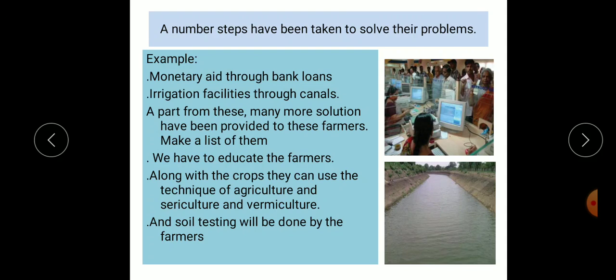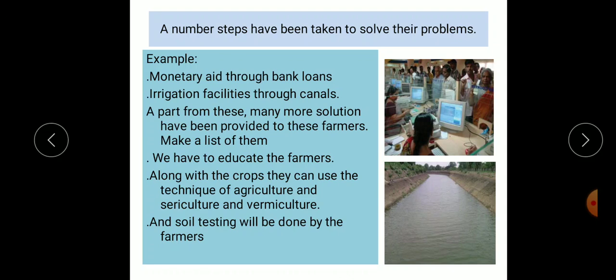What are the solutions? First one, we have to educate the farmers. Along with crops, they can use the techniques of agriculture, sericulture and vermiculture, and soil testing will be done by the farmers. Some solutions are given here. The number of steps which have been taken to solve the problems of the farmers.